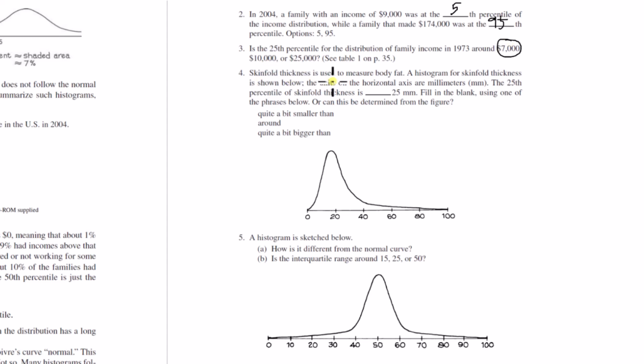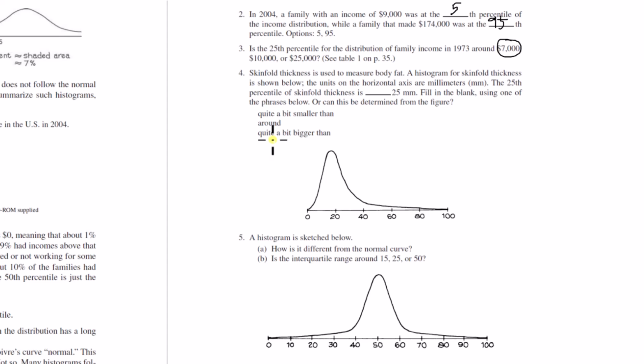Skin fold thickness is used to measure body fat. A histogram for skin fold thickness is shown below. The units on the horizontal axis are millimeters. The 25th percentile of skin fold thickness is what? But they put a 25 here. Wait, what? Looks like the average or the median is somewhere in here. So the 25th percentile would be kind of over here, around 10-ish.